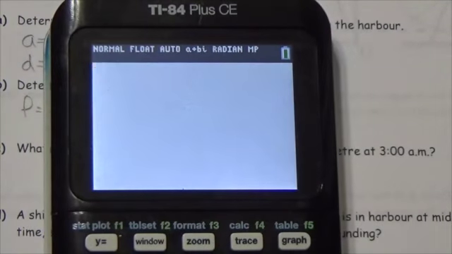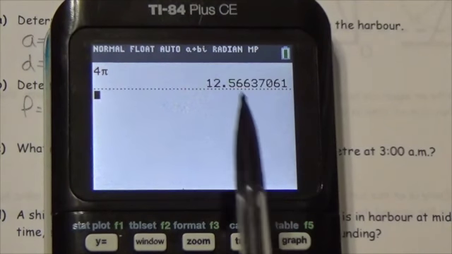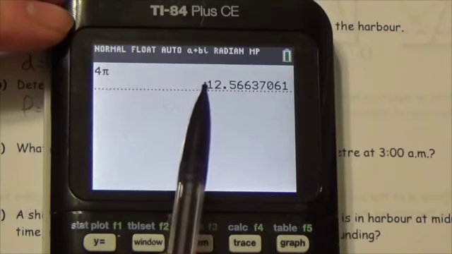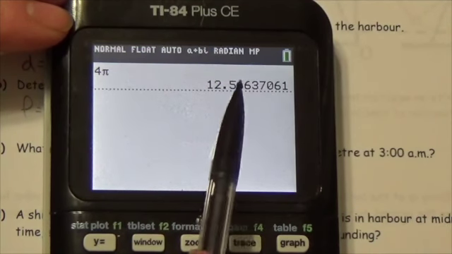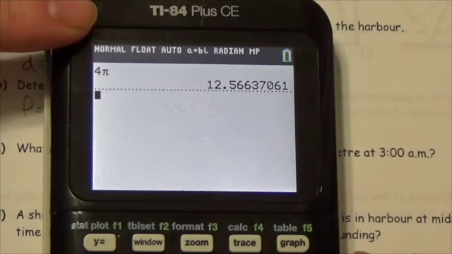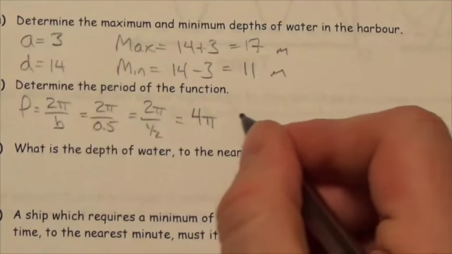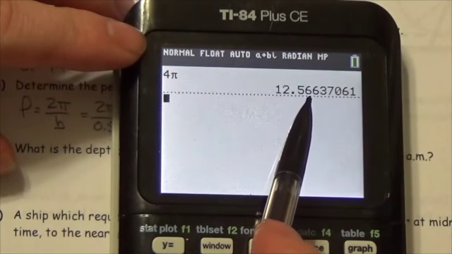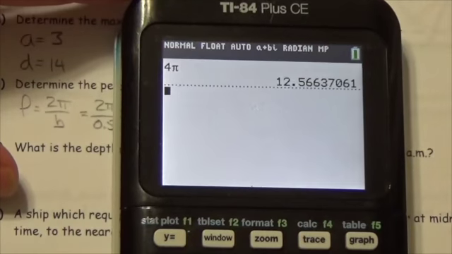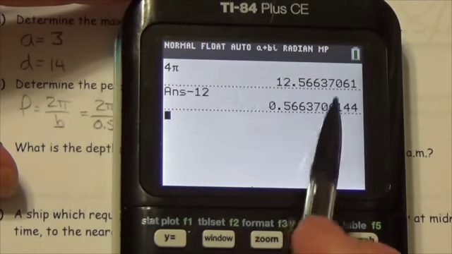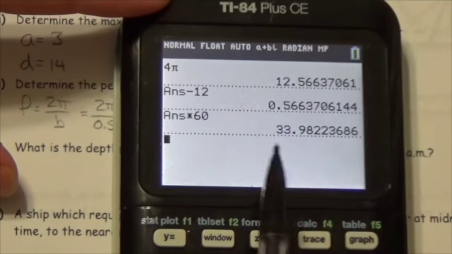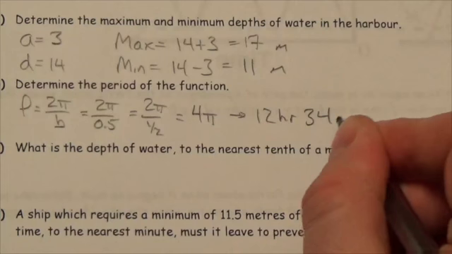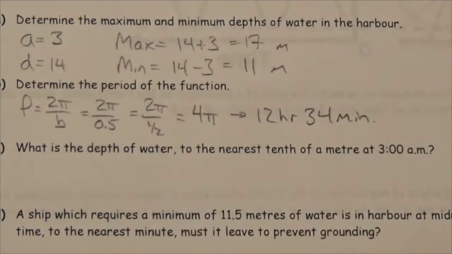So we're going to go to the calculator and enter 4 pi. I get 12.56. Now, please, I beg of you, this is not 12 hours and 56 minutes, or 57 minutes. Time is not metric. It's 12 hours, and then what's left over is a fraction of an hour, 0.566 and so on. So take the 12 off, and you're just left with the fraction. Multiply that by 60, and it's basically 34 minutes, rounded to the nearest whole minute. So it's going to be 12 hours and 34 minutes. That's a much better answer.